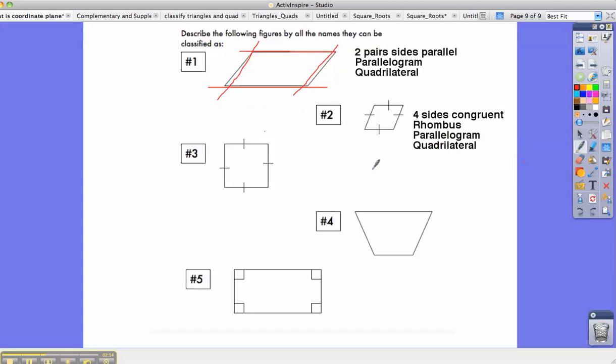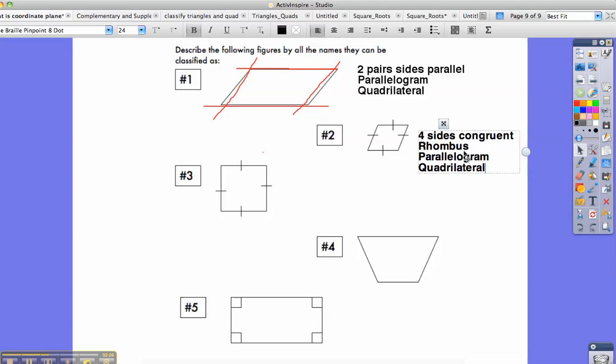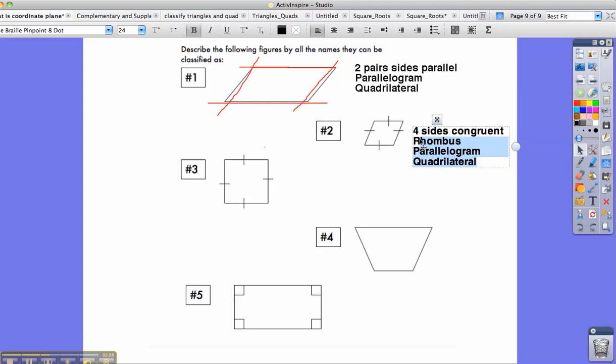If you notice, number 3 also has 2 pairs of sides parallel. It also has all 4 sides congruent, so we know that we can apply all of these names we gave this shape to this one as well.